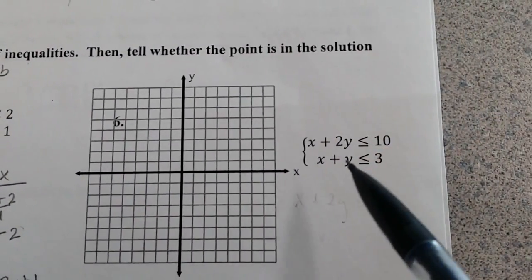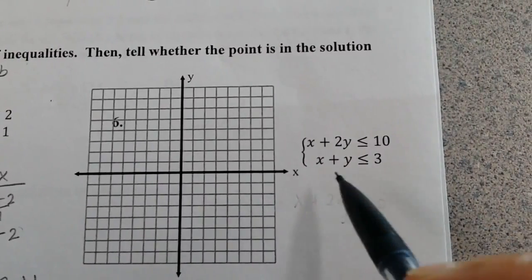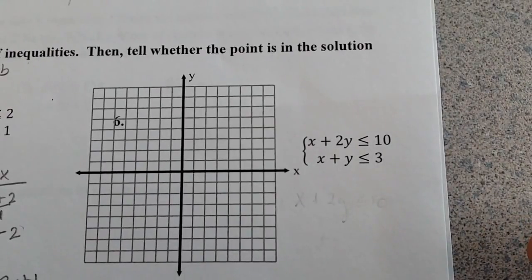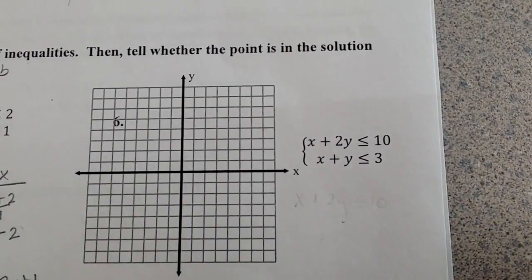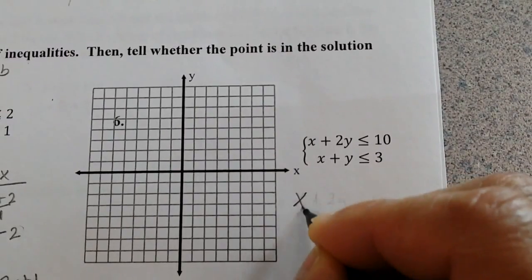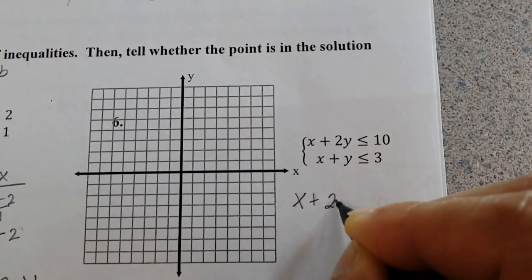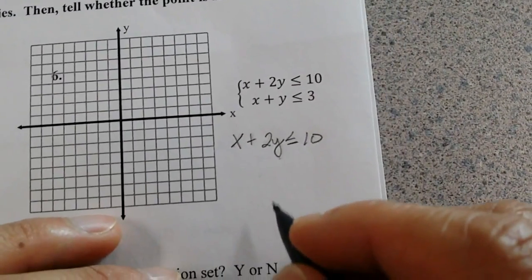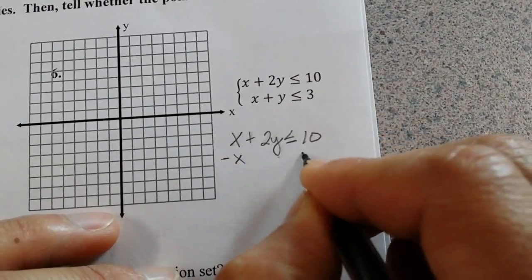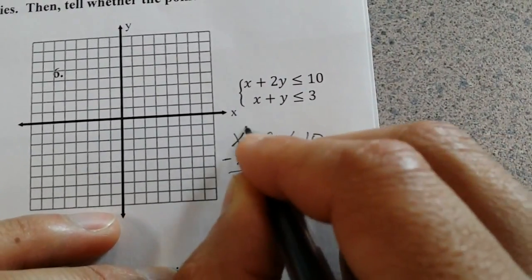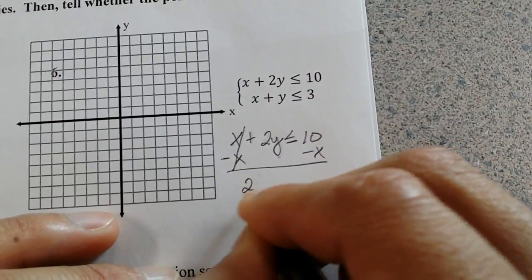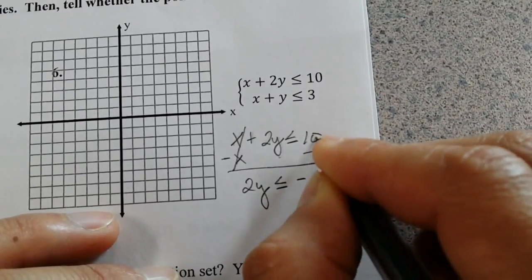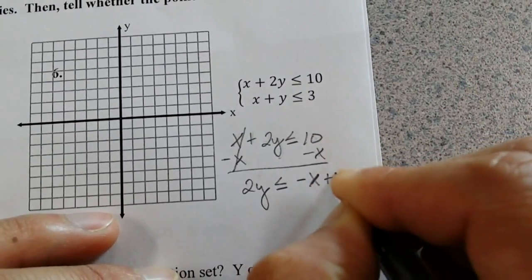Well, here is x plus 2y less than or equal to 10, and x plus y less than or equal to 3. So basically, the y is not by itself, so first we have to solve for y. For the first equation, x plus 2y less than or equal to 10, to get y by itself, you have to subtract x from both sides. Here the x cancels out. You get 2y less than or equal to, can't combine these, so you just write negative x plus 10.